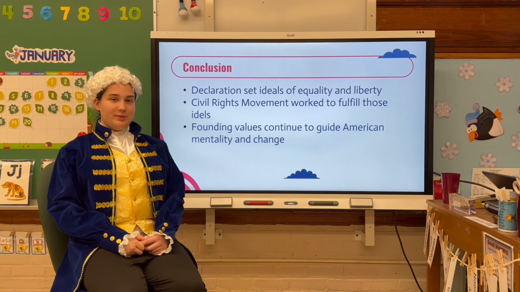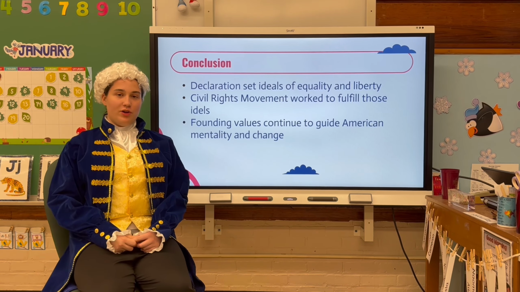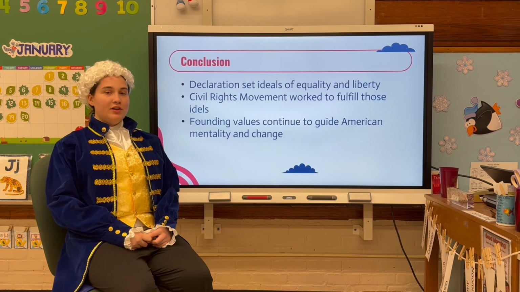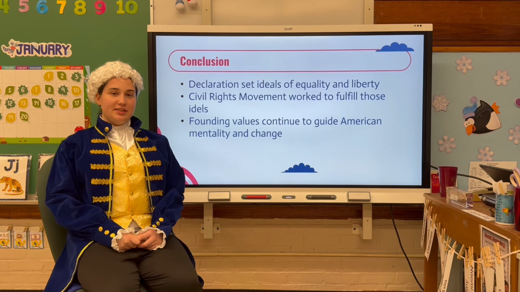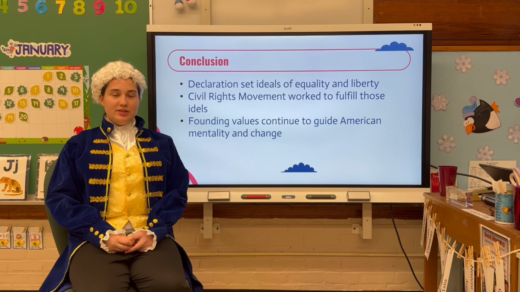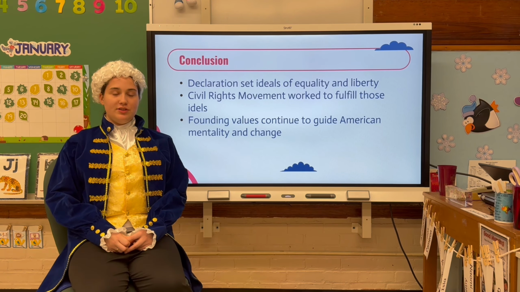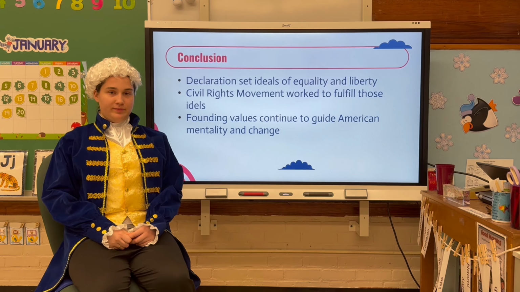The Declaration of Independence continued to have a strong hold on Martin Luther King Jr.'s push for civil rights, as he continued through his speech, "I Have a Dream," calling the Declaration of Independence a promissory note.